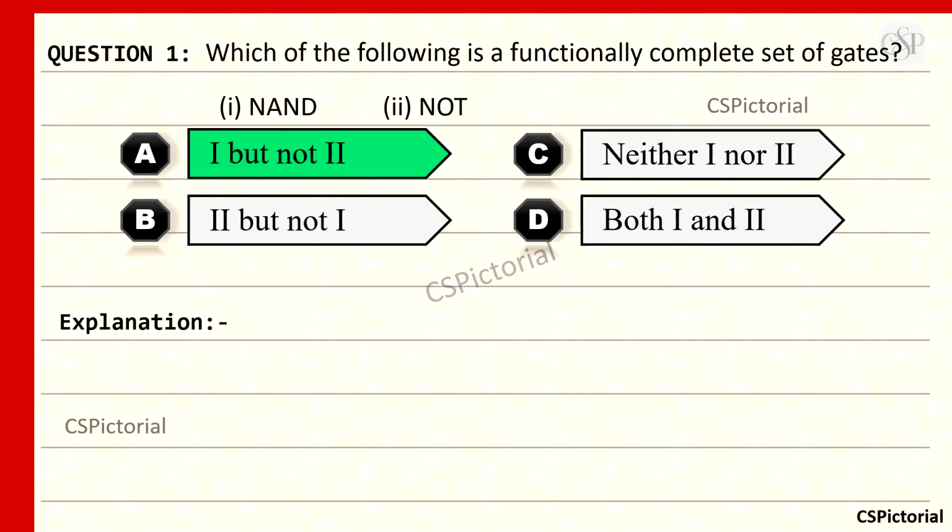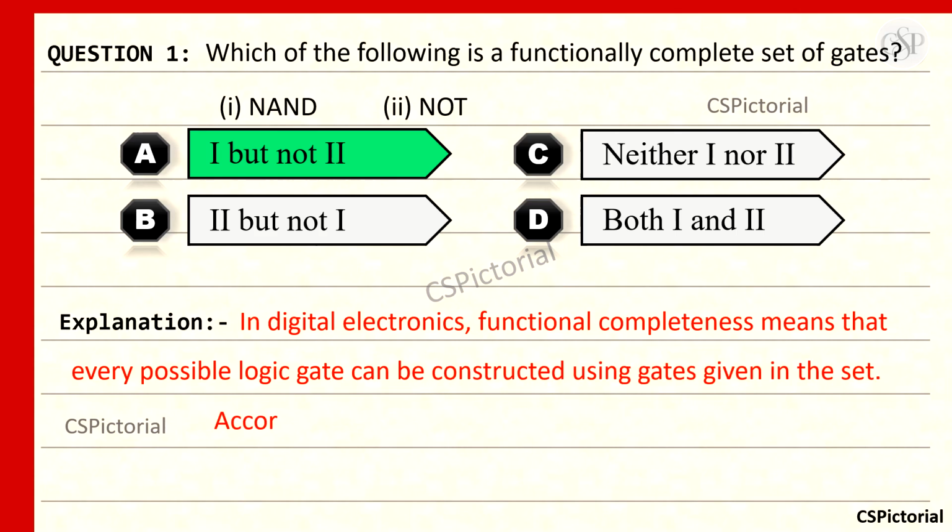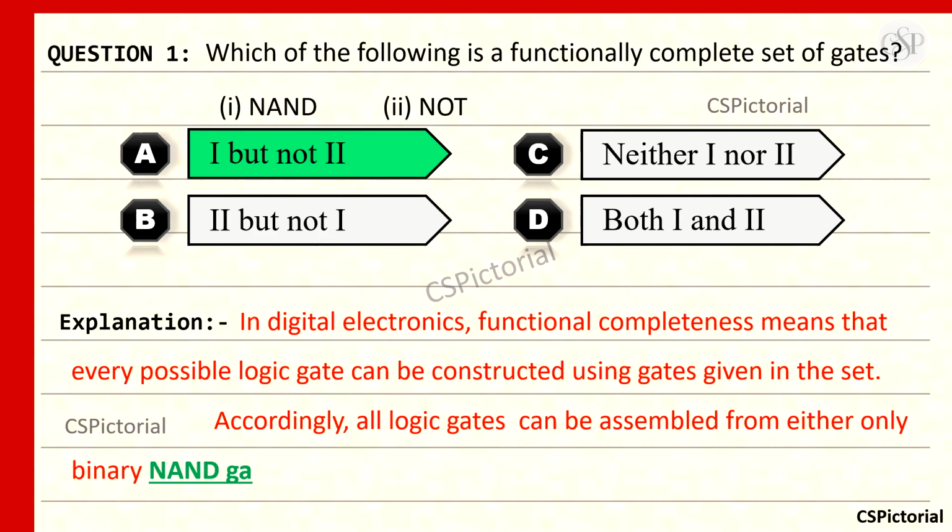In digital electronics, functional completeness means that every possible logic gate can be constructed using gates given in the set. Accordingly, all logic gates can be assembled from either only binary NAND gates or only binary NOR gates. Thereby, NAND are functionally complete set of gates.